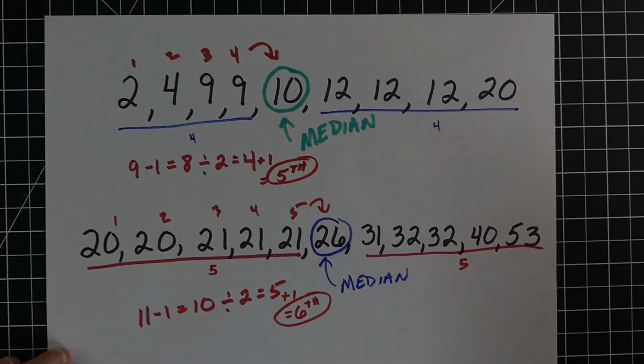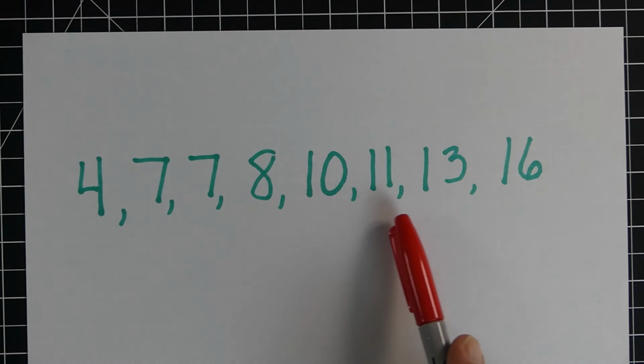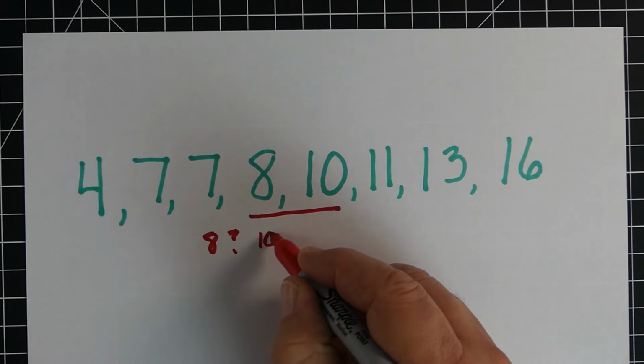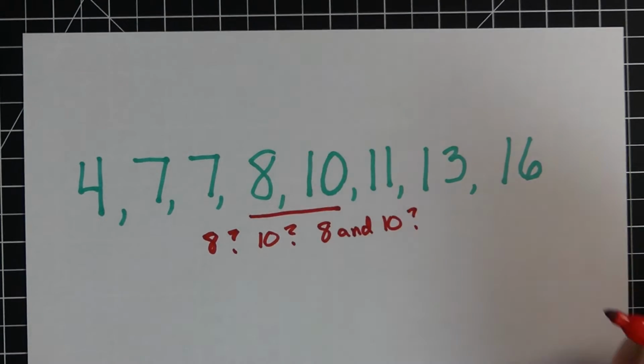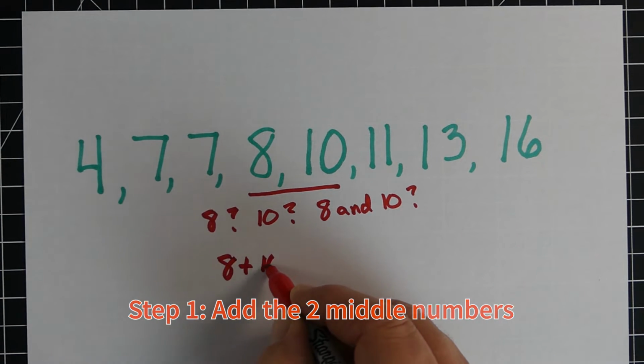When we're trying to find the median of an even amount of numbers, we have a little different situation. If you notice, the numbers 8 and 10 are in the middle. So what's our median? Is it 8, 10? Is it both 8 and 10? Well, no, it's not. What we do is we're going to add those 2 middle numbers.